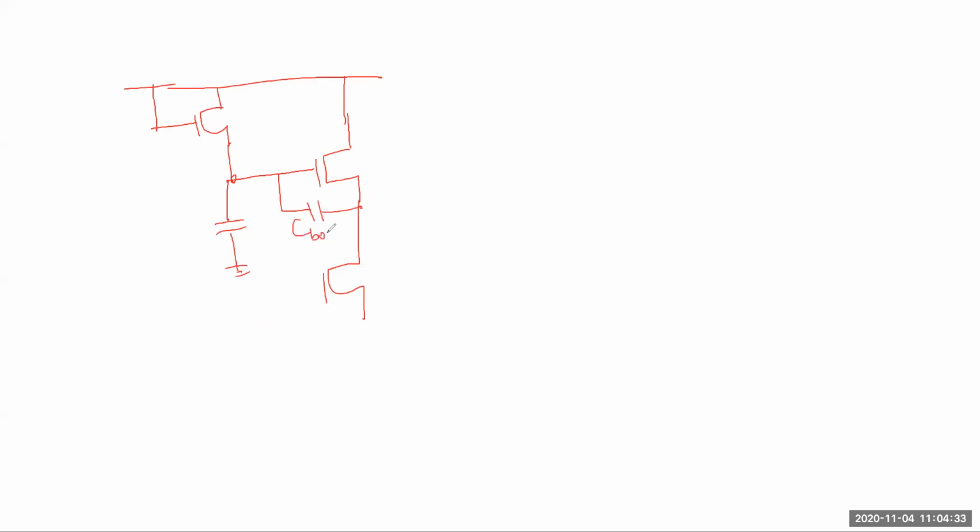So C boot, C S, you can say C substrate. Actually, this is substrate, this is boot, and this is V in. C out, this is V out. Okay, this is M1, M2, M3, this is PD.